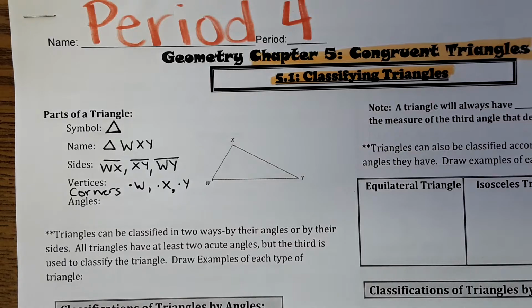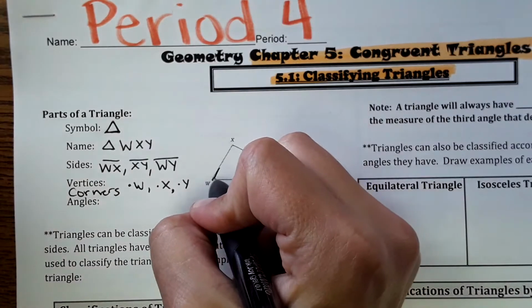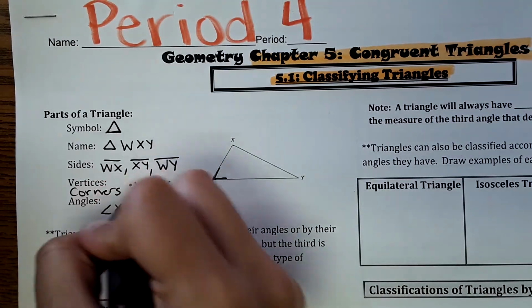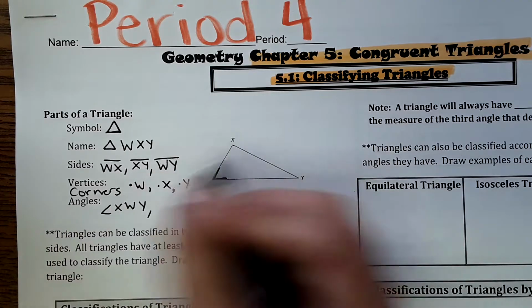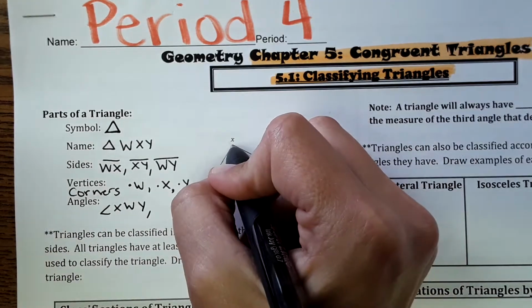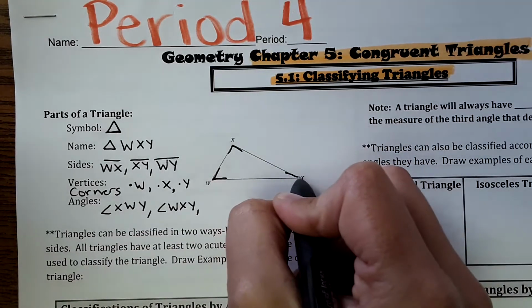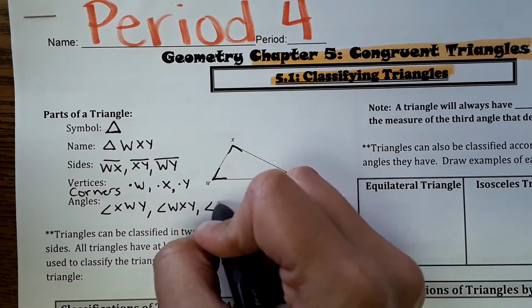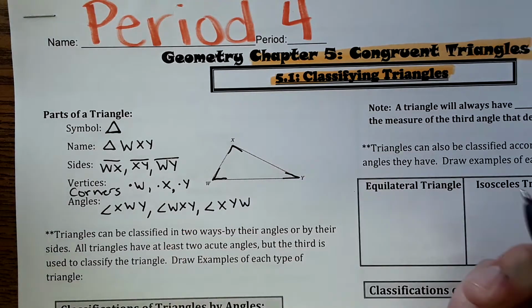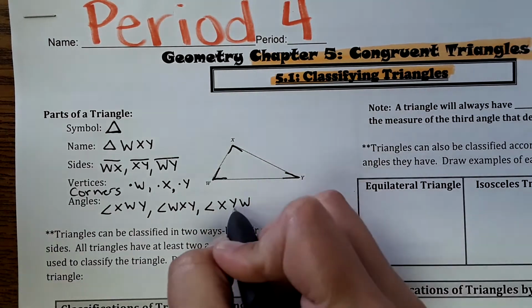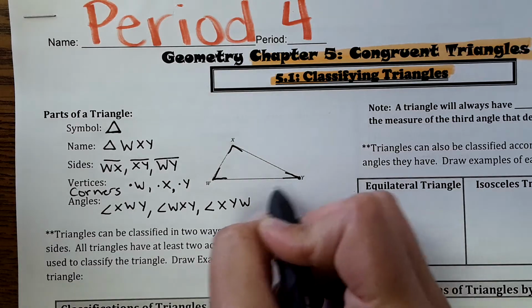And then angles would be the angle right here, angle X, W, Y. That would be that angle. Then this angle would be angle W, X, Y. And then this angle would be angle X, Y, W. When you name an angle, the middle point has to be the vertex of that angle.